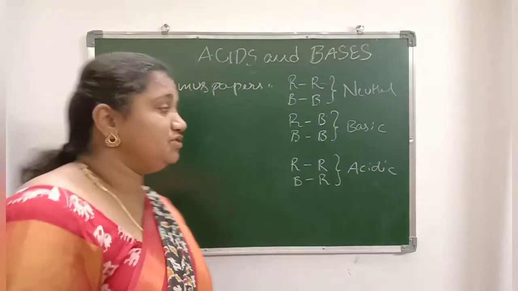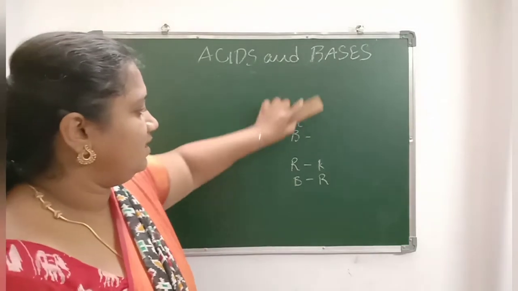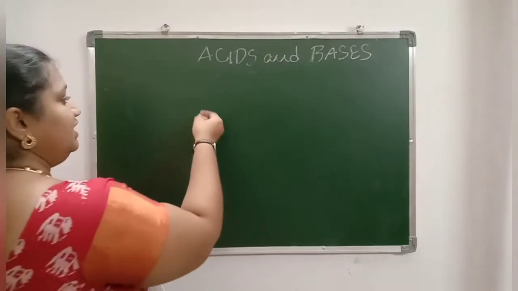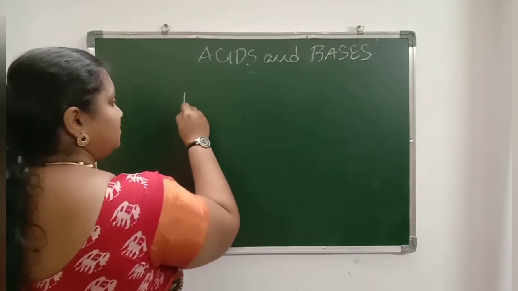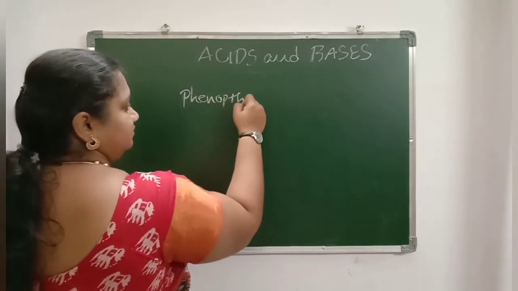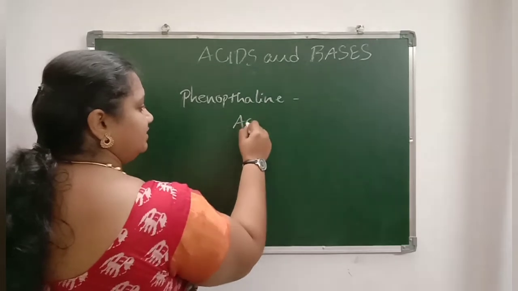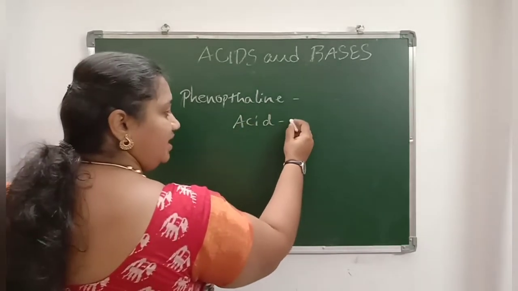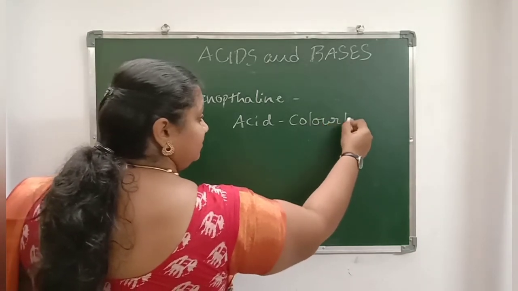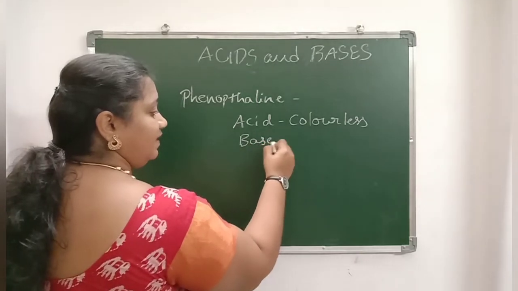Next, coming to the lab prepared indicators. The first one is phenolphthalein. Phenolphthalein, acid. What does it become? Yeah, colorless. Acid means colorless. Next, base, pink.